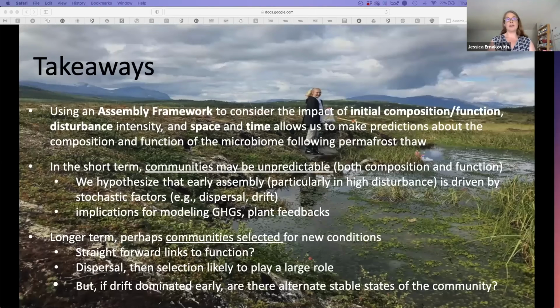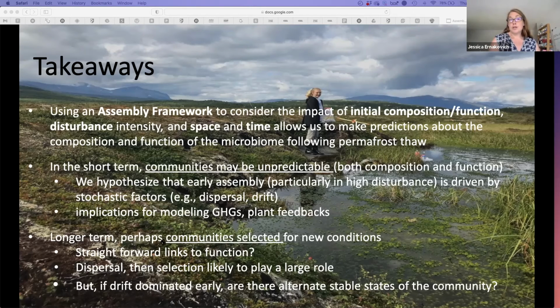Okay, so here are the main takeaways. We want to use an assembly framework to consider the impact of initial composition, disturbance intensity, and space and time. We hope this will allow us to make predictions about composition and function of the microbiome after thaw. In the short term, we think communities will be unpredictable, both in composition and function. We hypothesize that particularly in high disturbance, assembly is driven by stochastic factors, and that there will be implications for modeling greenhouse gases and plant feedbacks in the short term.